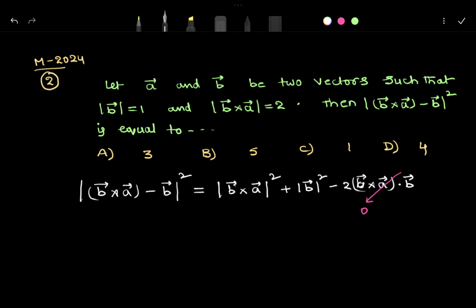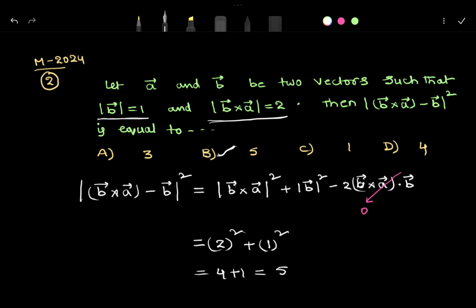Now what is the resultant value? Here the modulus of b cross a, how much is given? That is equal to 2. So 2 squared, plus modulus of b bar, how much is given? 1 is given. So this is 1 whole squared. That is equal to 4 plus 1, which is 5. So the final result will be equal to 5, which is the correct answer. B is the correct option.